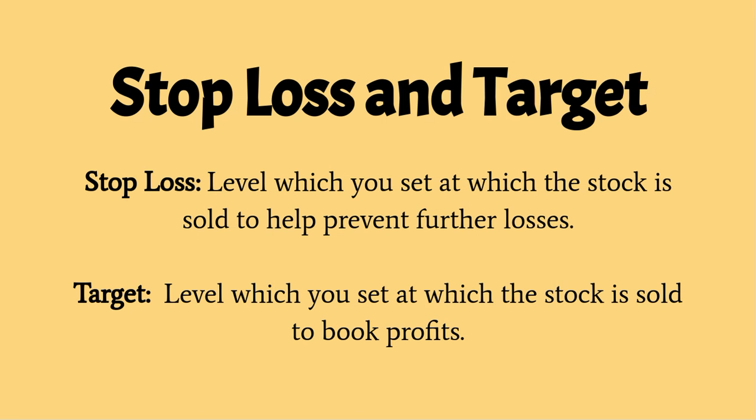Now we will be discussing about stop loss and target. Stop loss and target are the price that you set when buying a stock. When the stock price hits either of those levels, then the stock would be sold. Stop loss, as the name suggests, would help prevent further losses in a stock, and the target is the level at which you would book your profits on the stock.